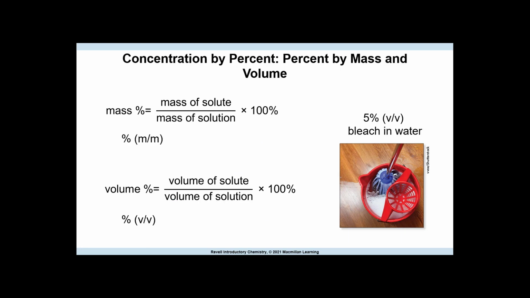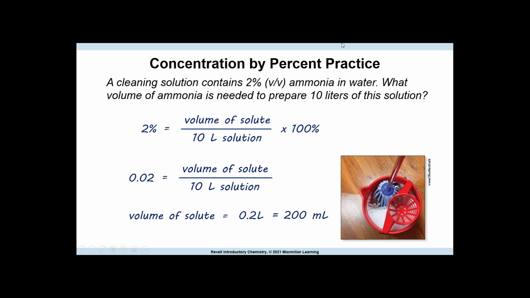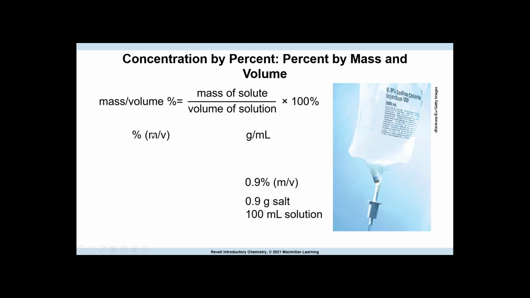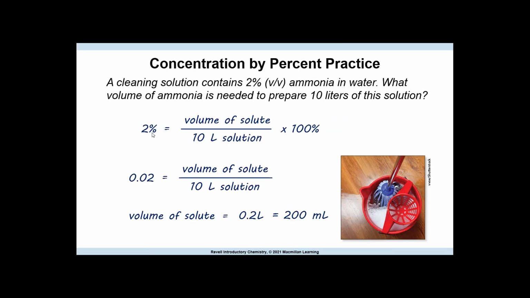If this seems confusing, and you wonder where we set this up, look at the standard equation: volume percent, volume of solute, volume of solution. For this problem, it's asking for 2%, so that's where this one's set up. Remember, the bottom one is volume of solution. It's asking for 10 liters, so that's where the 10 liters of solution goes. Now all you do is isolate the volume of solute, and it tells you how much volume of solute you would need.